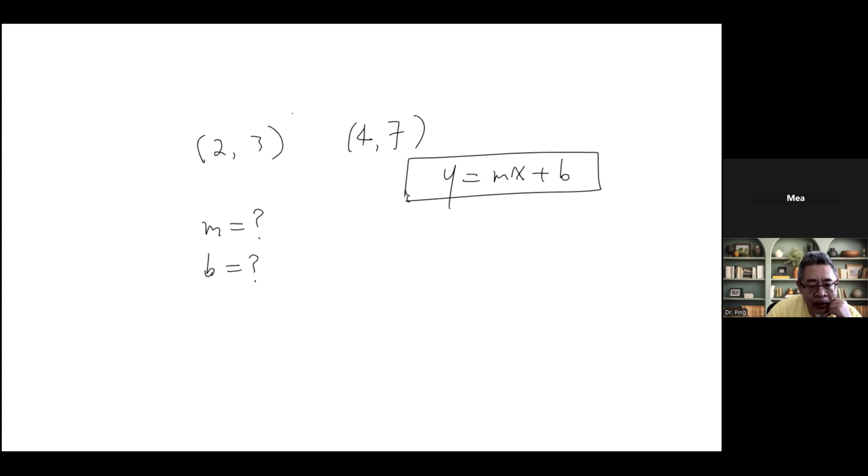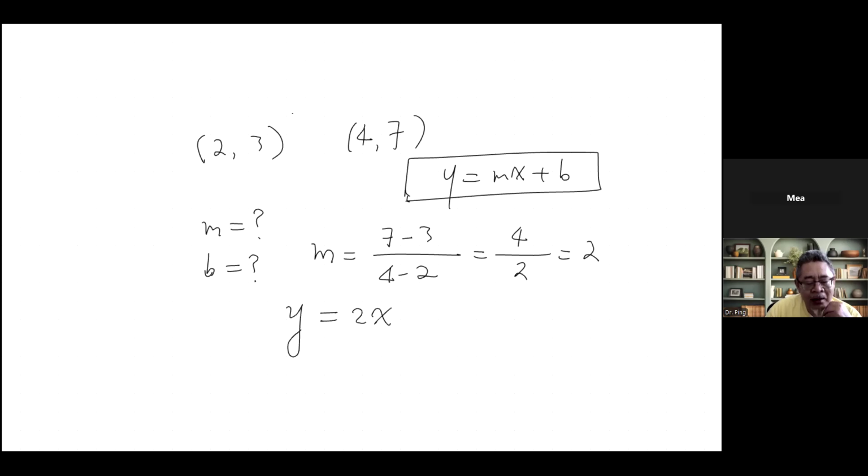Well, first of all, we find the m. Our m is 7 minus 3 over 4 minus 2, and that gave us 4 over 2, which is 2. So therefore, our equation is y equals 2x plus b. And now we just need to plug in one of the numbers.